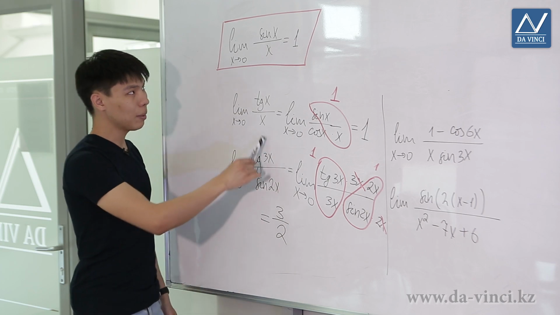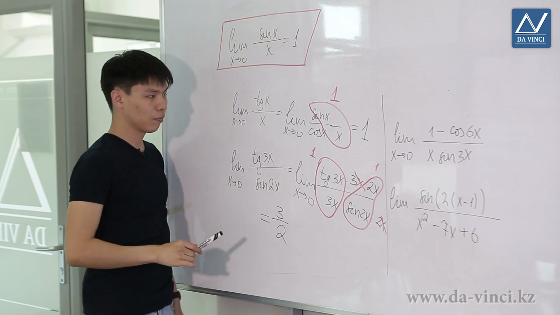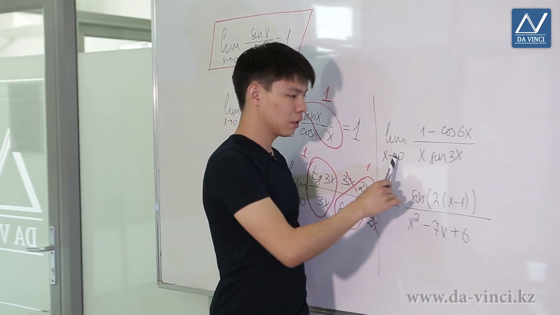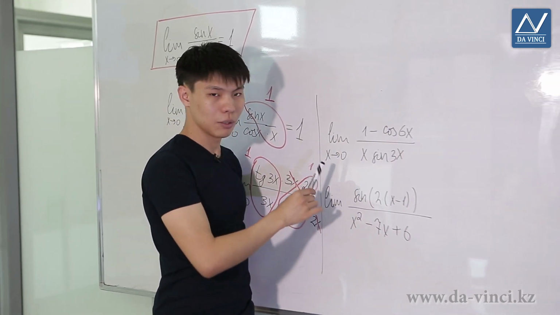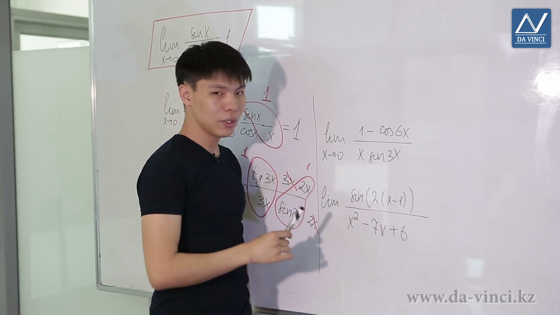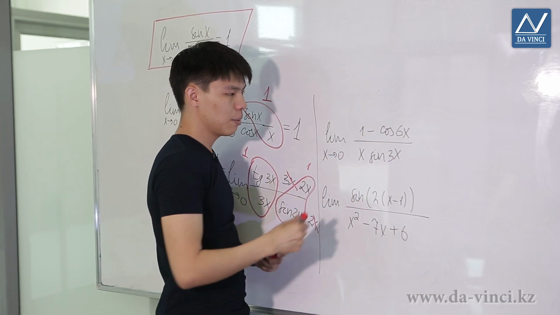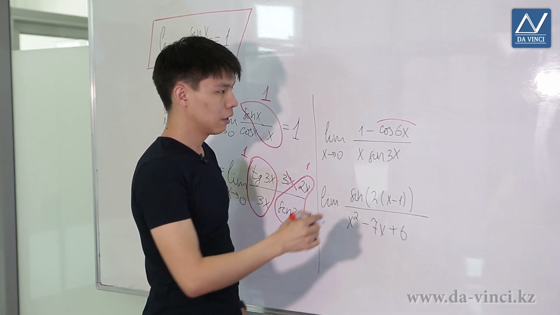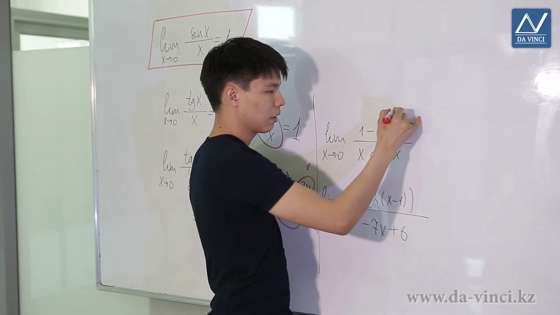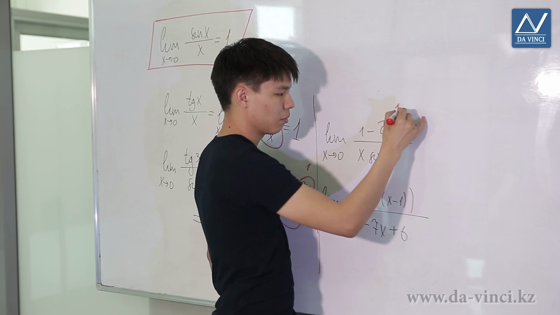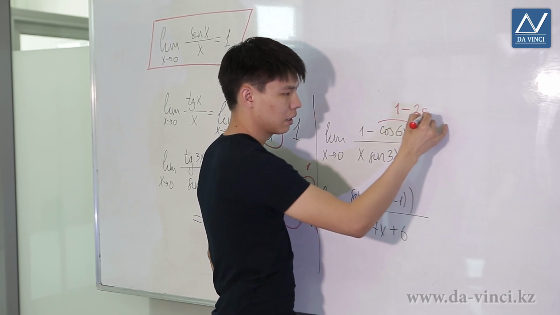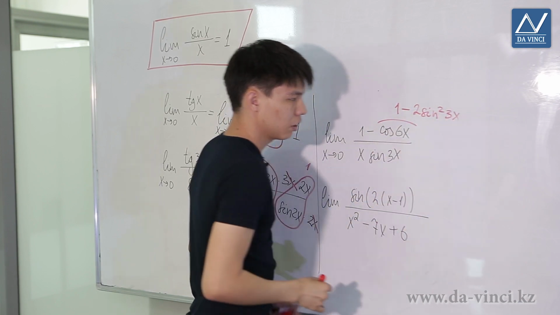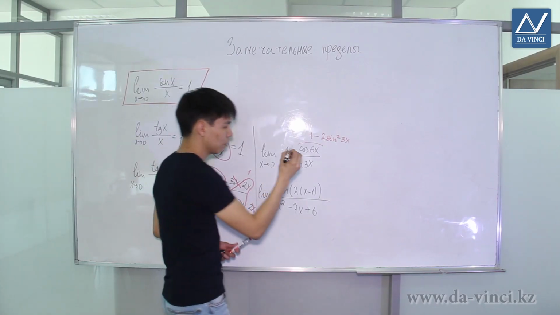That is, in fact, we are constantly adjusting to such a limit. Let's consider the following. In order to apply the first remarkable limit, we need to remember some trigonometric formulas. Namely, we write cosine of 6x as the cosine of a double angle. Cosine of a double angle is 1 minus 2 sine squared. 6x here. It means 3x here. Now, what do we get?